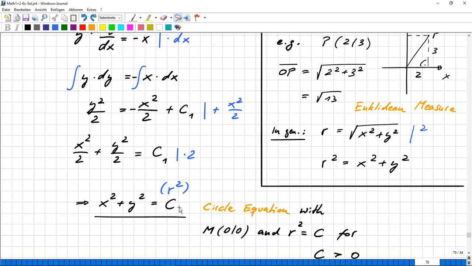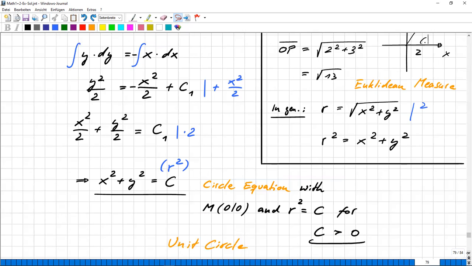And this is very often instead given as r squared, some r squared, which just tells you this is a positive constant. And also this lowercase r denotes the radius of a circle around the origin. So this is the very well-known circle equation with a circle that has its center in the origin, of course, and r squared equals c.